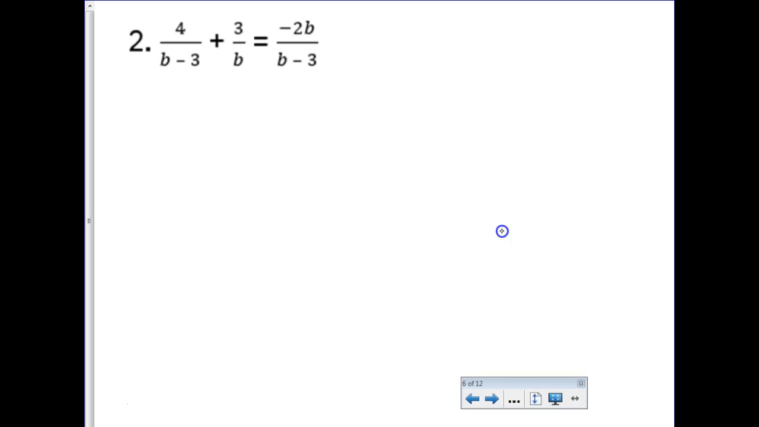Oh boy. All right, your denominators. I see a b minus 3. I see a b. And then I see another b minus 3. So when I ask you for a least common multiple, that's a listing of everything that you need to knock out. So what do you need to knock out? A b and a b minus 3. So your LCM is b times b minus 3, and you want to always keep that in factored form.